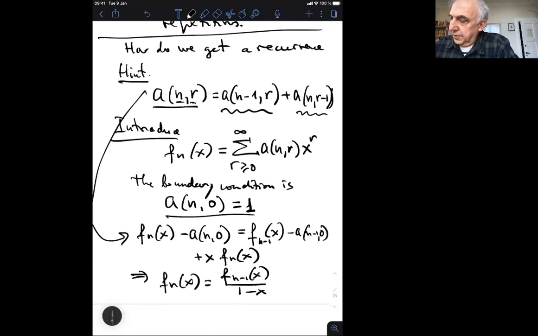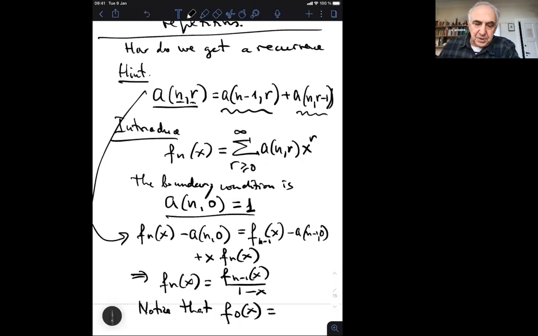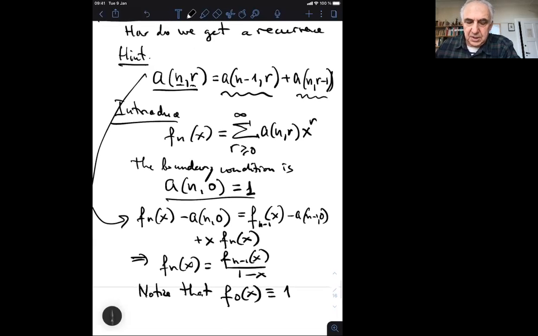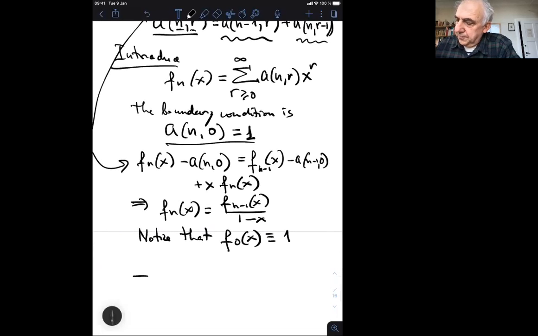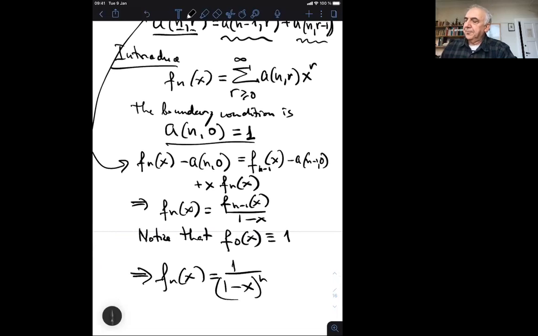So now for n equals 0, notice that f_0 of x is just, there is just one choice for any n to choose objects from 0 types. So it's very natural that f_0 of x is just the function identity 1, which implies that for f_n of x we'll be getting this simple nice formula, 1 divided by (1 minus x) to the power n.